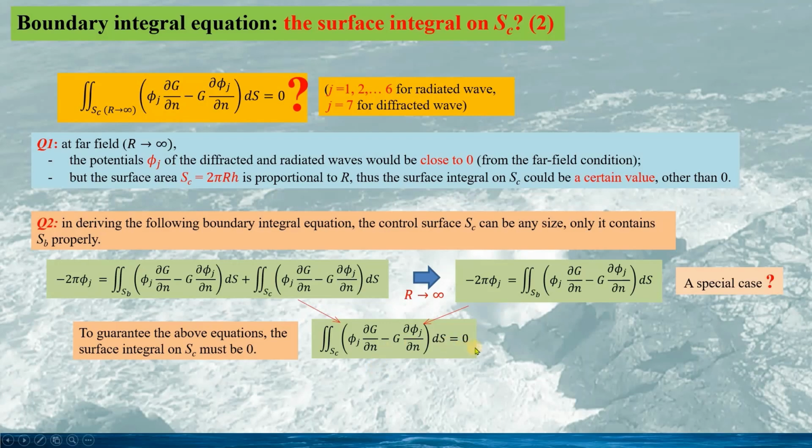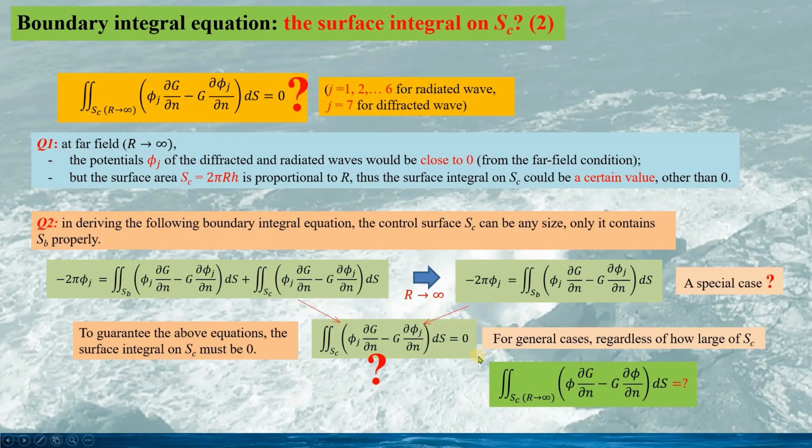In fact, there is no mathematical proof to show this surface integral would be 0, since we can imagine an extreme case for which the control surface SC is chosen to be very close to the body surface SB. Then can we expect that this integral would be 0? Now the question is, if the surface integral on SC is not 0, then what would it be?